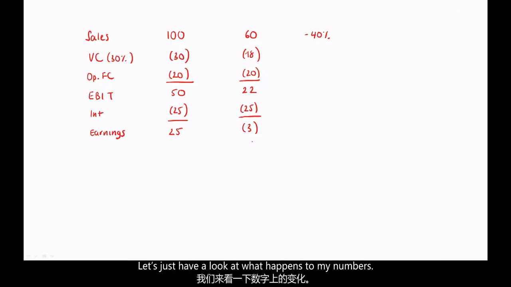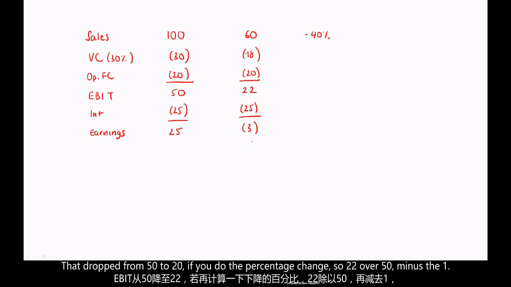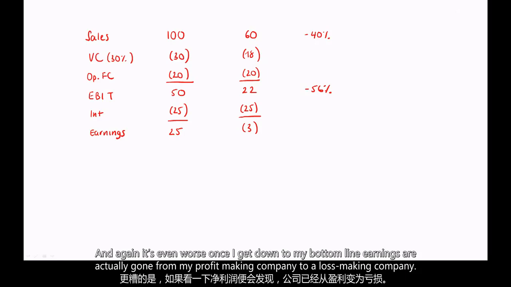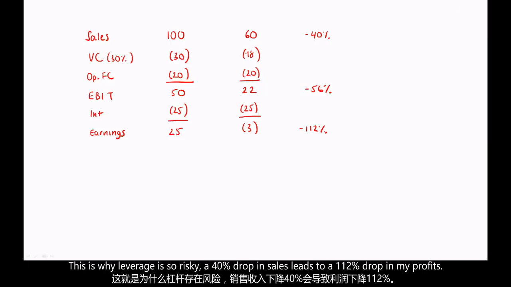So let's just have a look at what's happened to my numbers. My sales dropped by 40%. Let's look at what's happened to my EBIT. That dropped from 50 to 22. If you do the percentage change, so 22 over 50 minus 1, then that is actually a 56% drop. And it gets even worse once I get down to my bottom line earnings. I've actually gone from a profit-making company to a loss-making company, so I've got a minus 112% drop there. So you can see the issue here. This is why leverage is so risky. A 40% drop in sales leads to a 112% drop in my profits.